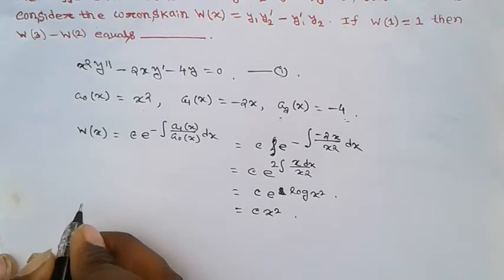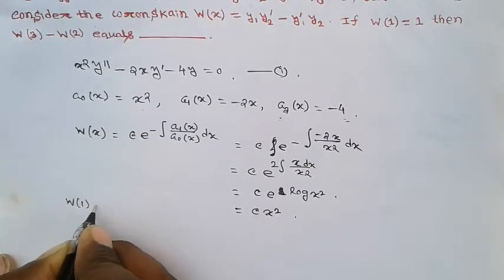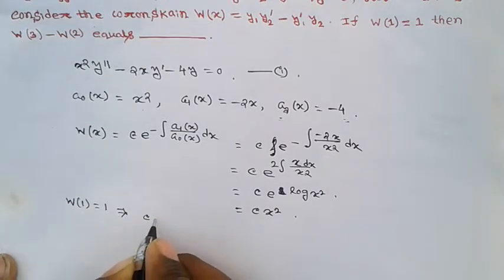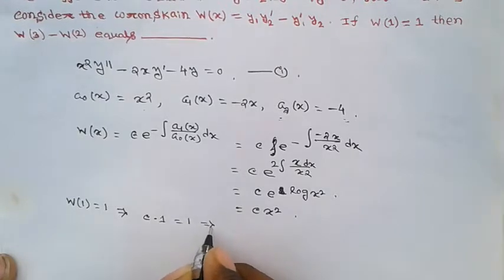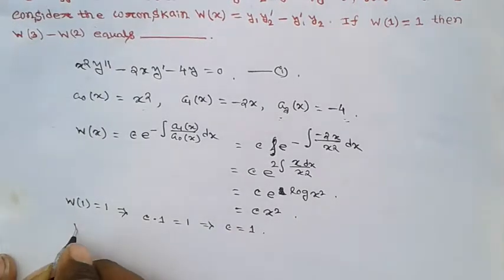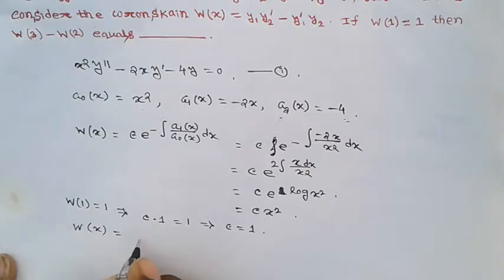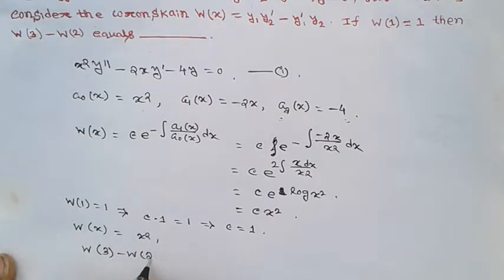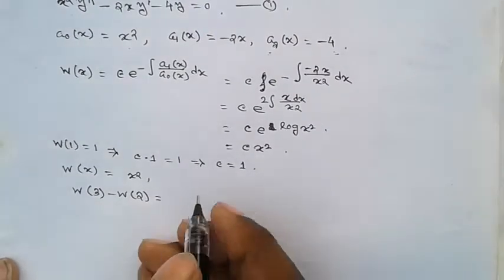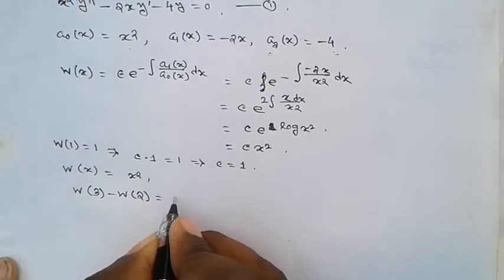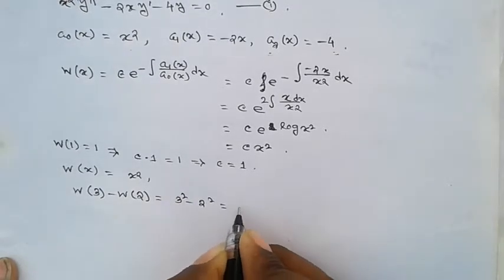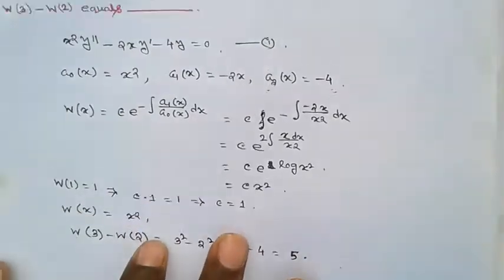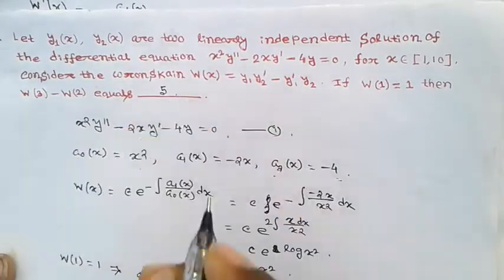Now by the given condition W(1) = 1, so we put W(1) = c times 1 = 1, which implies c = 1. So the Wronskian W(x) becomes x². So W(3) − W(2) = 3² − 2², which equals 9 − 4 = 5. So the right option is 5.